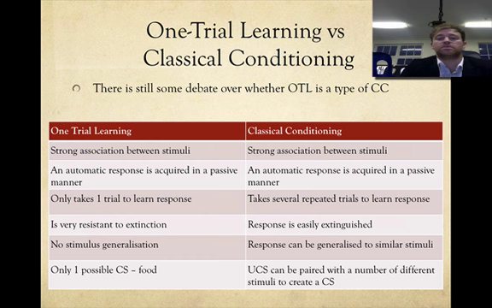So there is still some debate over whether one trial learning is a type of classical conditioning, and you can see some similarities and some differences here. The first two are the same. Strong association between stimuli, of course. An automatic response, again, of course. The difference here is that in one trial learning, you only take one association. With classical conditioning, it can take several repeated associations. Okay? With one trial learning too, it's strong, it sticks, it's hard for it to extinguish.